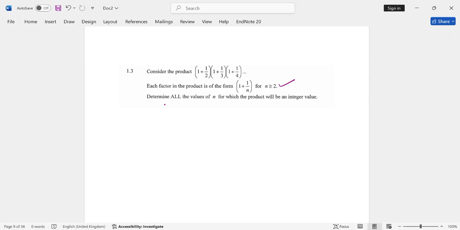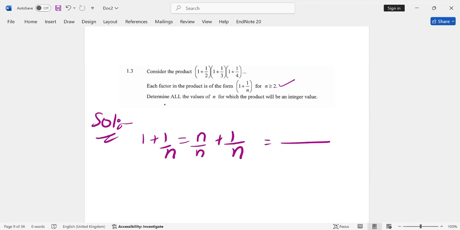So we are dealing with a product where each factor is of the form 1 + 1/n. Let's simplify the general form of the factor and look for a pattern by expanding the product. We have 1 + 1/n equals (n + 1)/n.